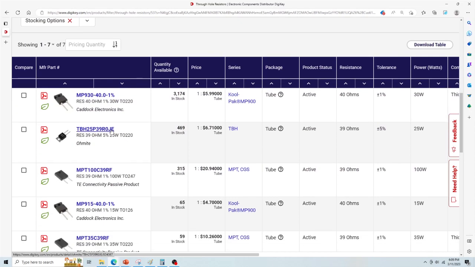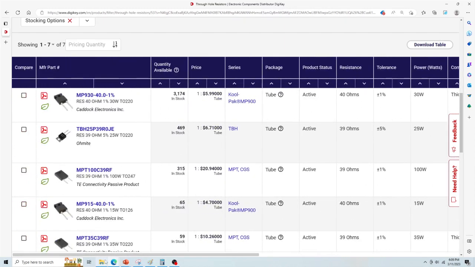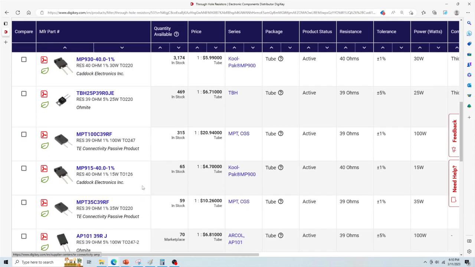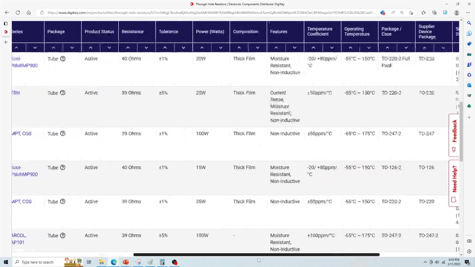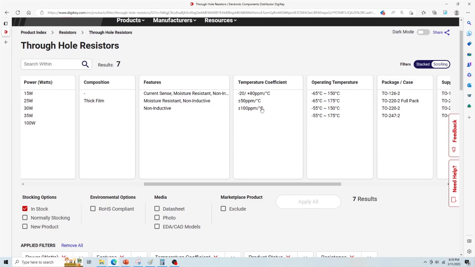Okay, these I've already purchased and already have sent to me. It's 5%, 25 watts, but it's got excellent 50 parts per million per degree C, which is twice as good as what we need. It's 25 watts, which means it'll help shed a lot of power very easily. Okay, and so that we can go down to 50 parts per million. Let's get rid of everybody that's above 50 parts per million.